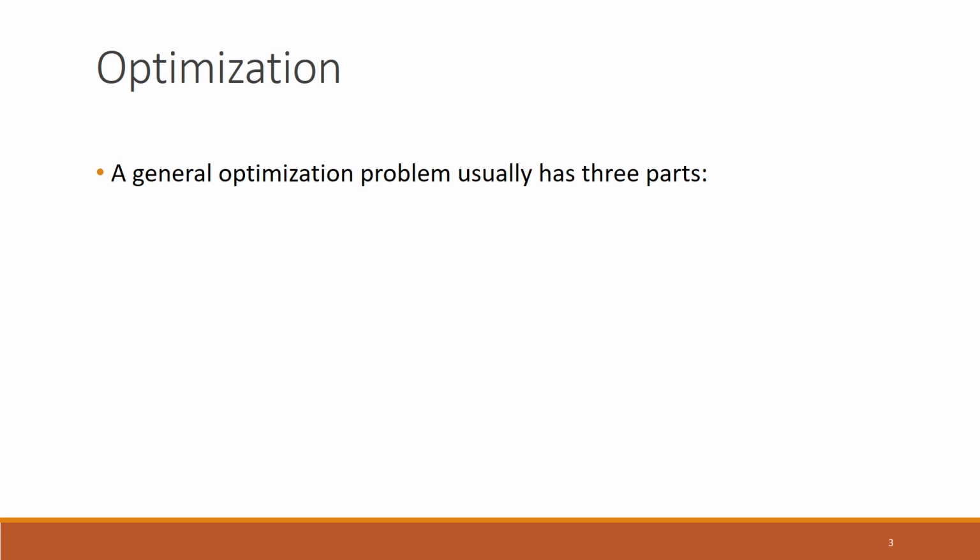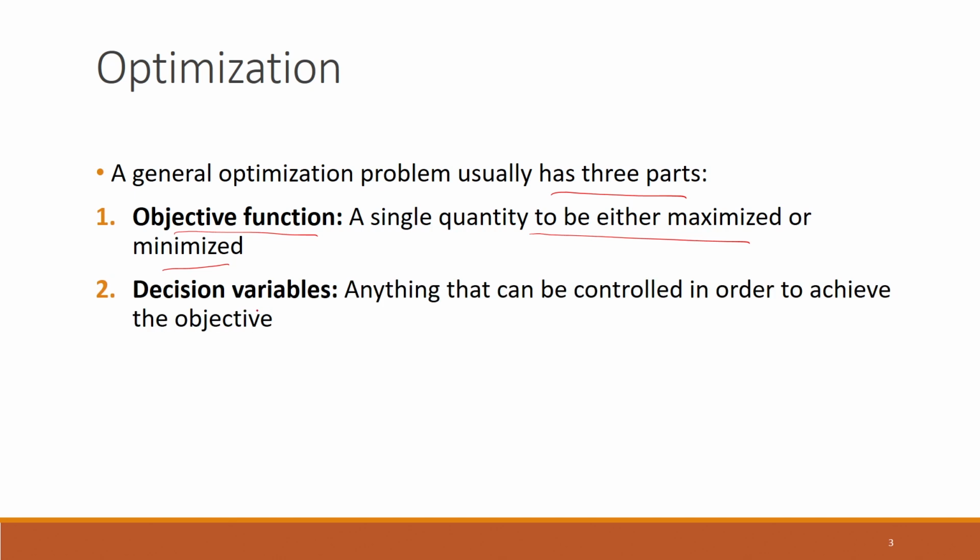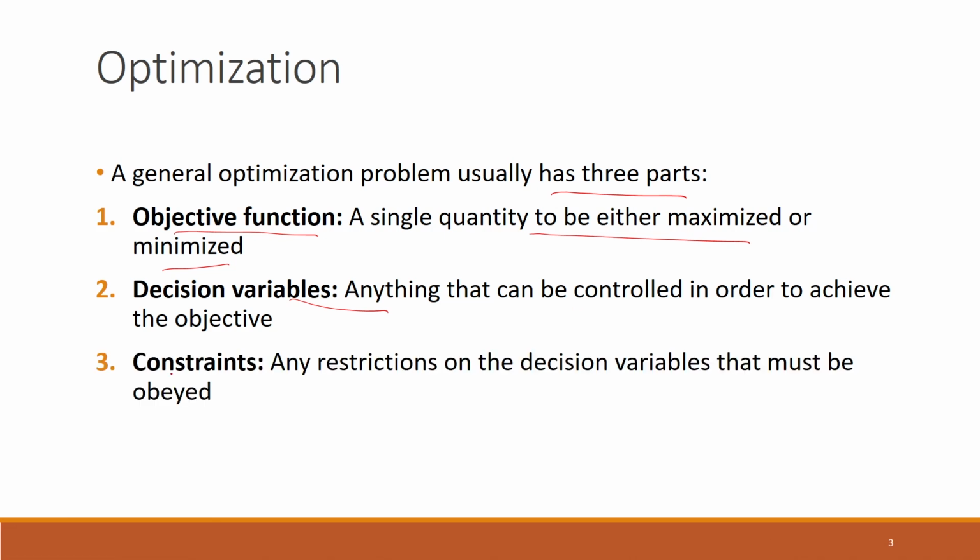So, just to quickly recap what a general optimization problem contains. We know that there is always an objective function. This is a single quantity that needs to be either maximized or minimized. Similarly, we will have decision variables. These will be the variables that we can control in order to achieve the objective that we have. And then we can also have constraints. These constraints represent different restrictions on the decision variables that must be obeyed.